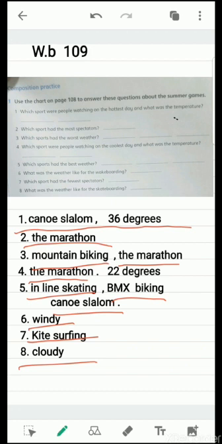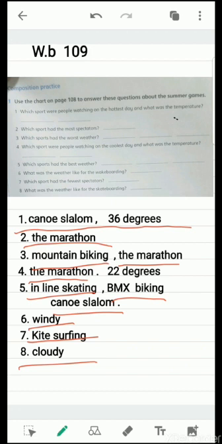Okay, so we have 22 degrees, the marathon of course. Number 5. Which sport had the best weather? Which sport had the best possible weather? It was the inline skating, the BMX biking and of course the canoe slalom. The weather was very suitable in them.